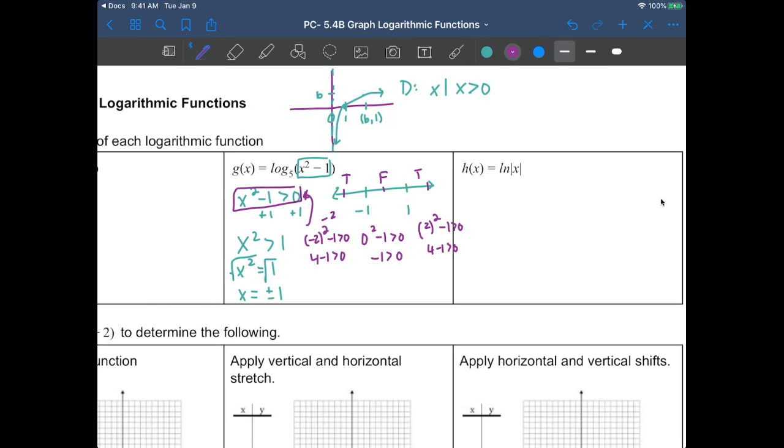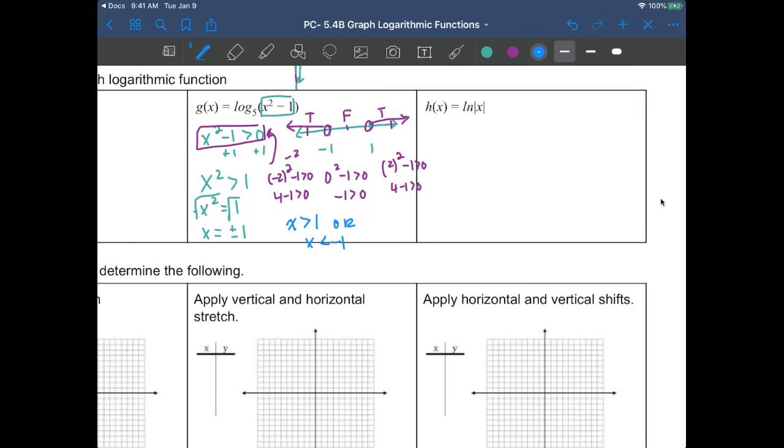Again, that's true. So I have open circles on our boundary points, and to the right and to the left of our boundary points. So my answer is x has to be greater than 1, or x has to be less than negative 1. Again, different intervals, so different sets of interval notation.